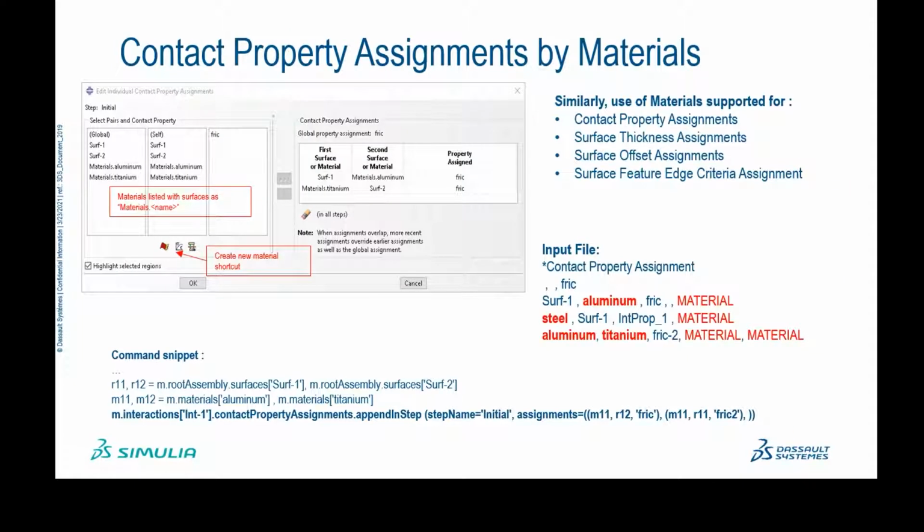In terms of the contact property assignments, now we could assign properties by material. This follows an Abaqus solver development back in 2020. So now the contact assignment can use either surfaces, materials, or a combination of the two.